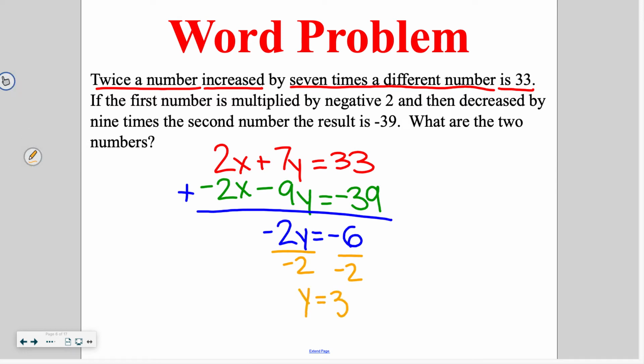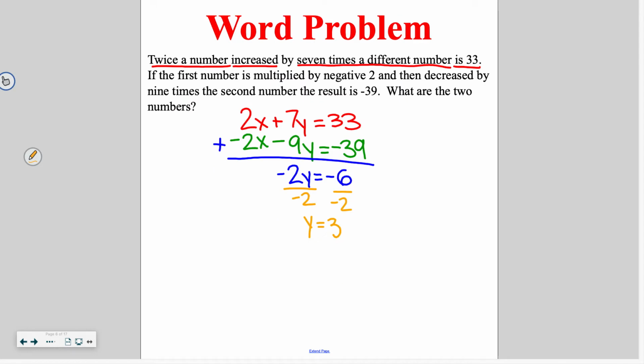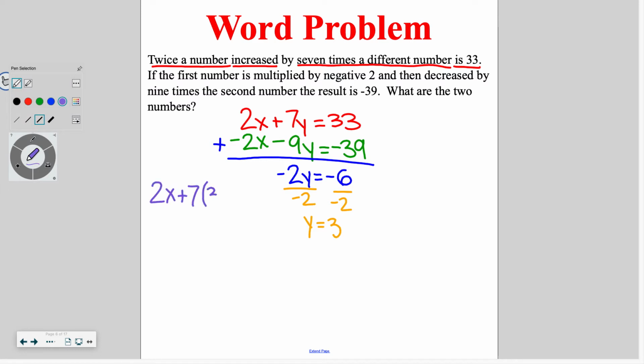Then I'm going to need to plug that back in to find my second answer. So I'm going to take my first equation and say 2 times x plus 7 times 3 is equal to 33. When I do 3 times 7, I'm going to end up with an answer of 21. So I've got 2x plus 21 is equal to 33.